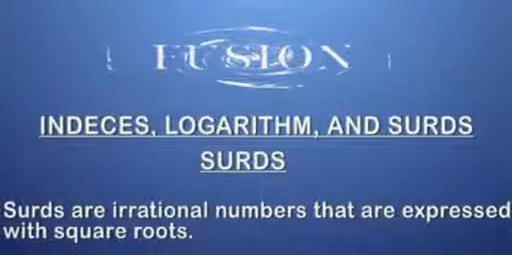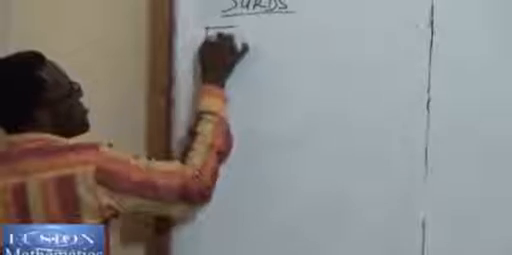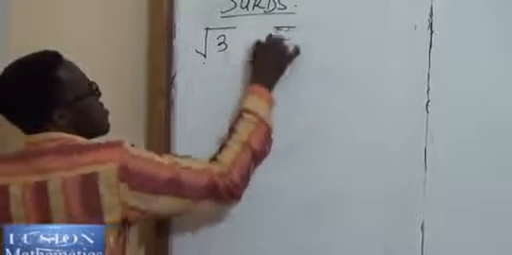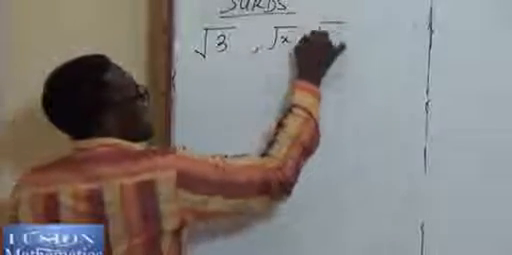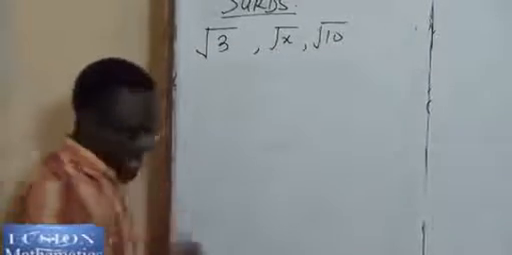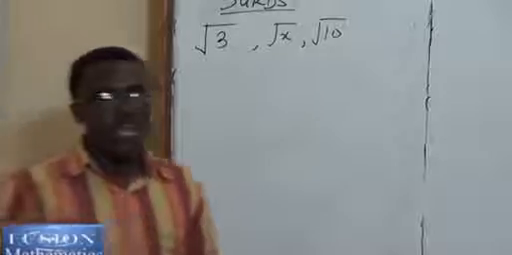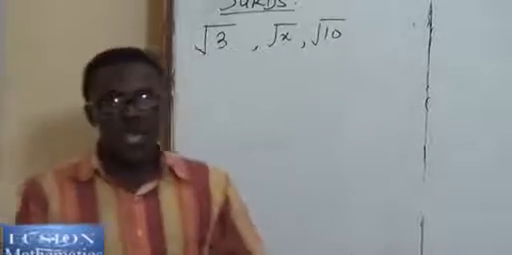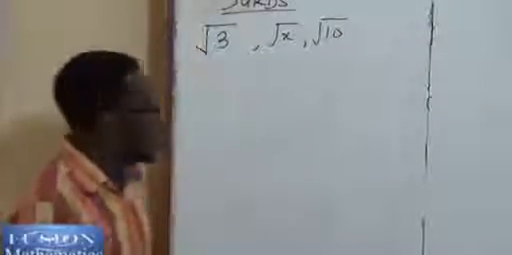Irrational numbers that are expressed with a square root. For instance, you have the square root of 3, the square root of x, the square root of 10, and so on. So these are surds. We'll be looking at how to add, subtract, multiply, and divide surds. Let's go into addition and subtraction.